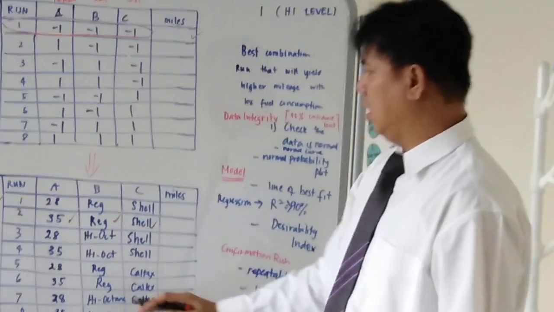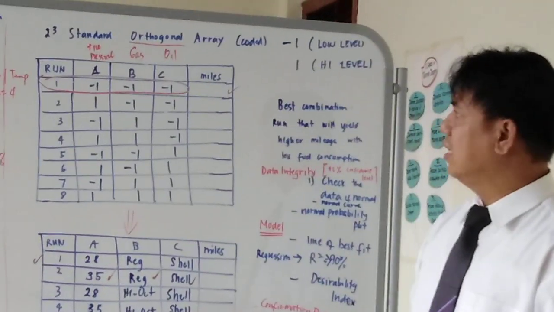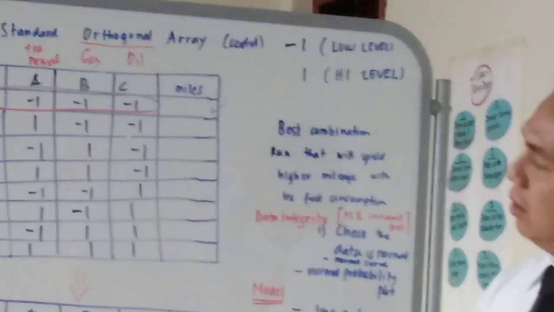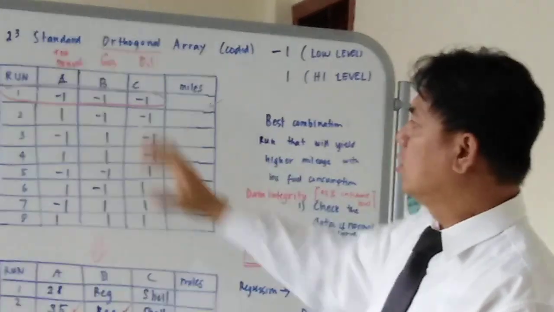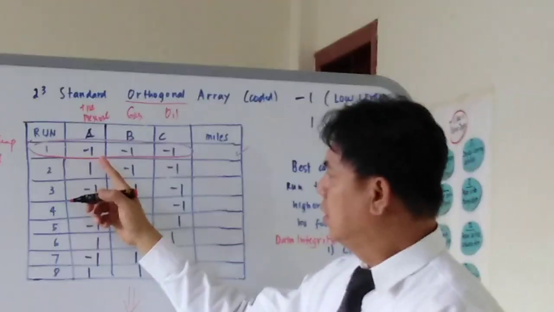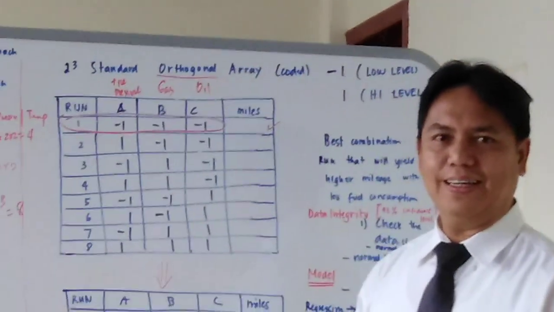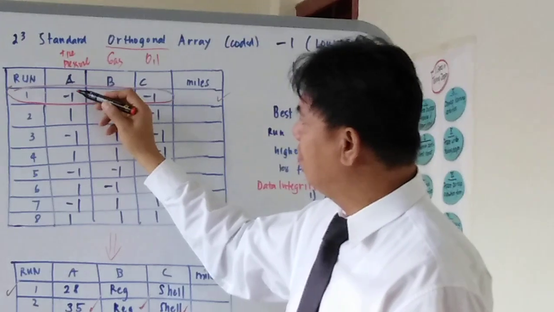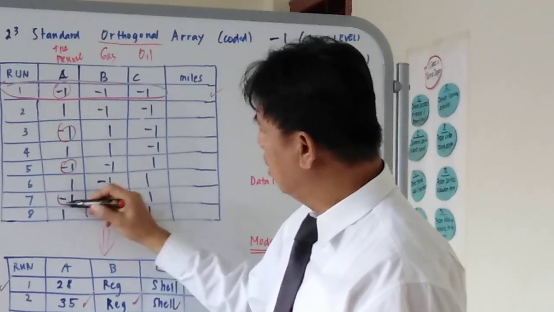So now let me discuss this. Why is this like this? Why did Dr. Ronald Fisher and the others establish this? This is orthogonal. Orthogonal means balance. So why is this balanced? If you look at the number of highs and lows, they are in equal number. For example, here, how many lows do we have? Look at this: 1, 2, 3, 4.